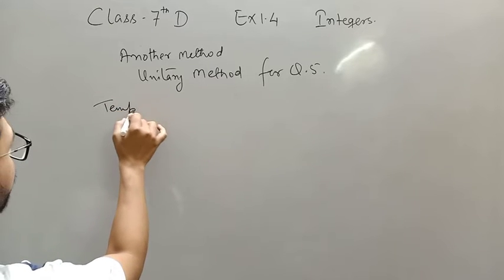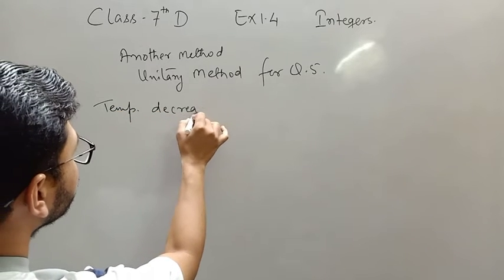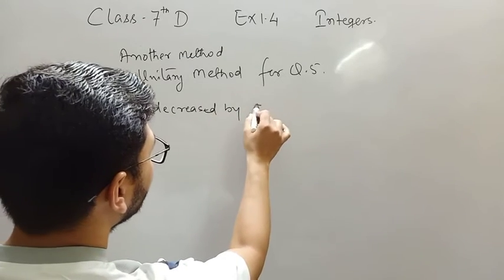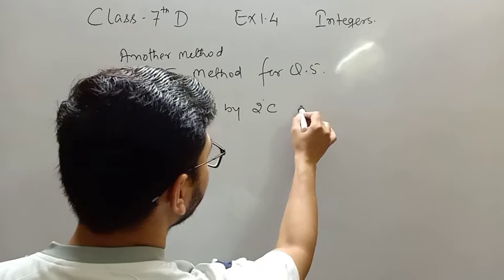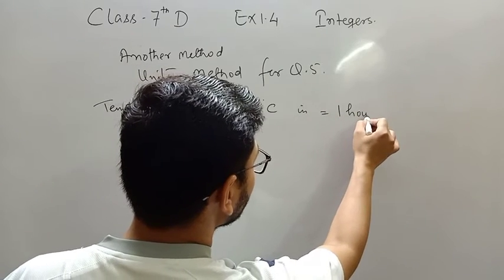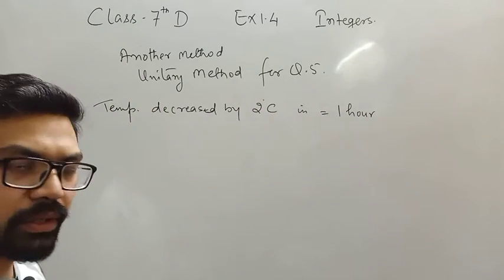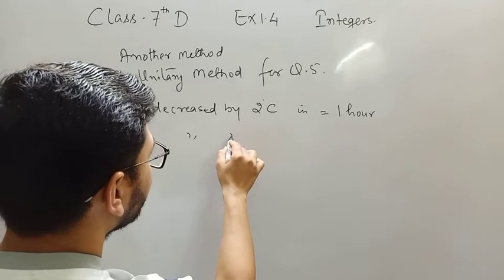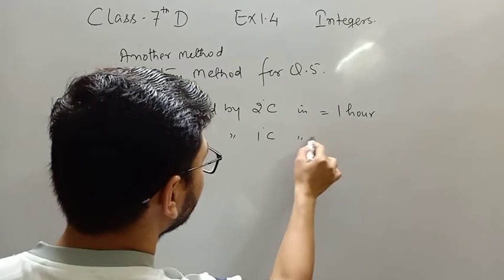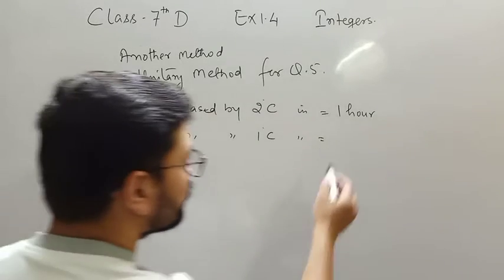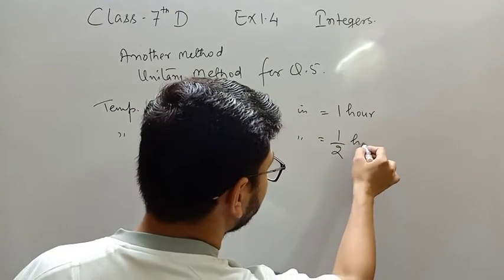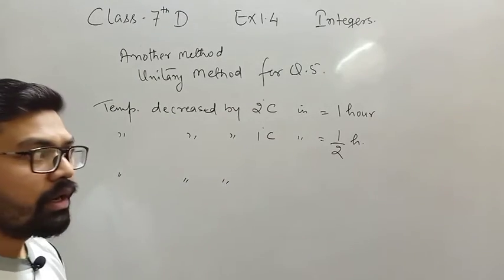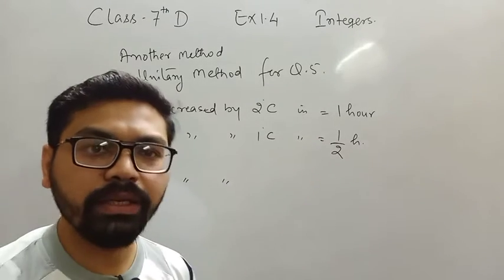Temperature decrease by 2 degree Celsius in 1 hour. So बेटा 1 hour में 2 degree Celsius temperature decrease हो रहा था. So 1 degree Celsius बेटा कितने देर में decrease होगा बेटा? 1/2 hours में. So the first question was at what time the temperature become -8 degree Celsius.